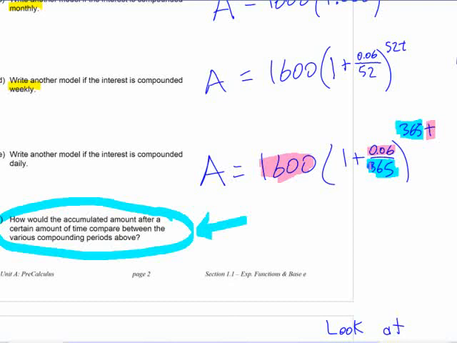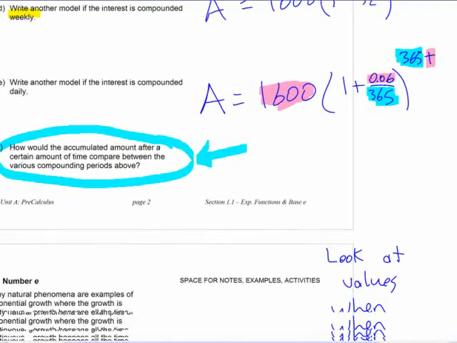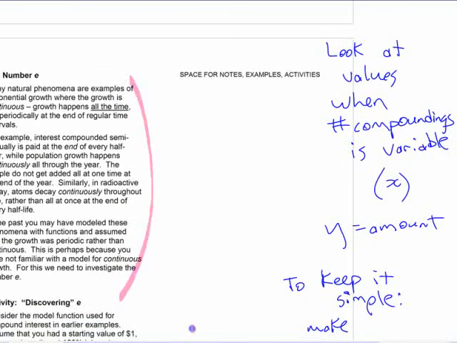You can investigate it with your graphing calculator, set up a table. Try the different compoundings here and see how the final amount compares. Put in semi-annually, quarterly, monthly, semi-monthly, whatever. Do a bunch of things. Track what happens to the final amount. That's what's happening here, okay?